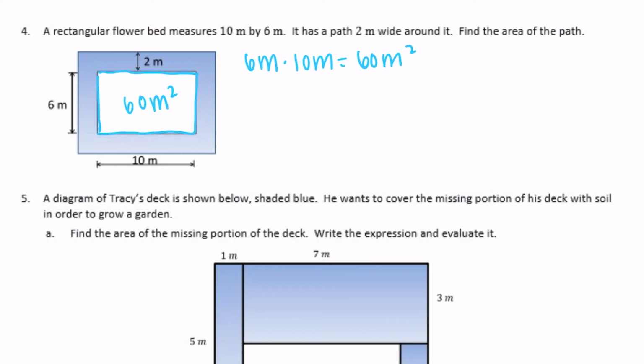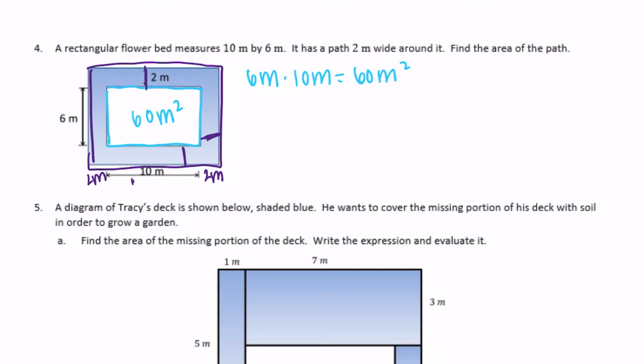So now what I want to do is find the area of the whole outside part, so the larger rectangle. And I know that it's 2 meters wide everywhere. So this is 2 meters wide, so an extra 2 meters there. So all the way across is 14 meters. And then this would be an extra 2 meters, and this is an extra 2 meters. So that part is 10 meters.